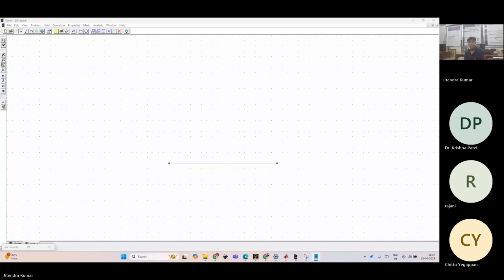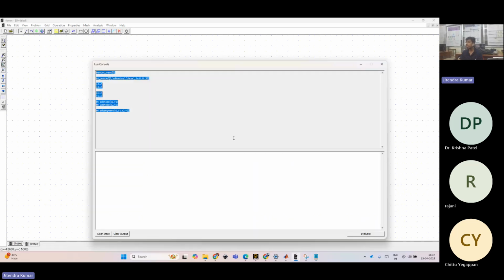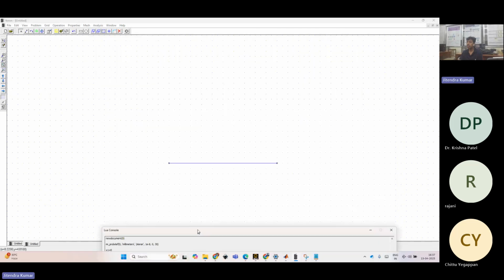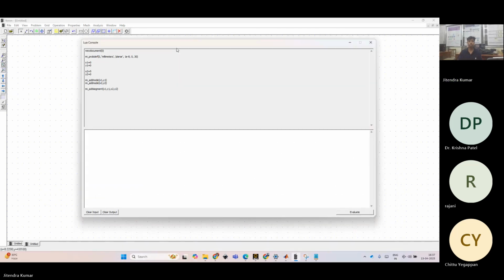Now, just draw again in this console. This is the console. If you want to use this line, that is fine. But if we want to draw a rectangle, we could quickly draw it, right? We should clear this output. Now we will again start with the first line. What was it? New document. So that is the same as before.